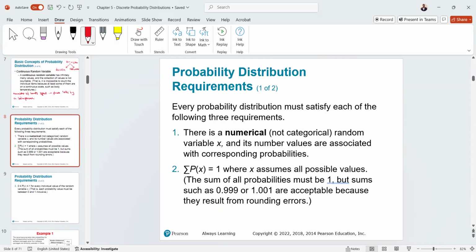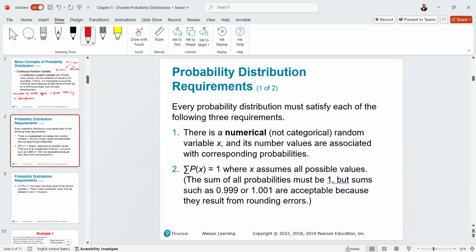This chapter deals exclusively with discrete random variables, but in the next chapter we're probably going to talk about continuous random variables. So, for discrete variables, every probability distribution must satisfy each of the following three requirements. You need to put these down. Anytime they ask you, is this distribution a probability distribution? You need to verify these three requirements.